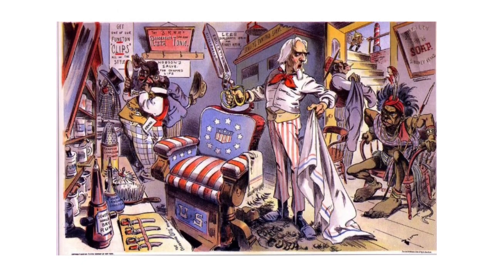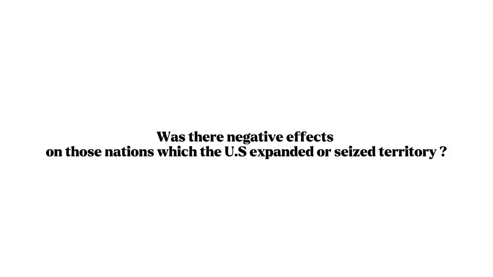European empires usually established formal colonies where they ruled directly over people and territory. The US often used indirect control by influencing governments or creating protectorates rather than fully fledged colonies. Were there negative effects on those nations which the US expanded into or seized territory from? Yes, there were negative effects on those nations.